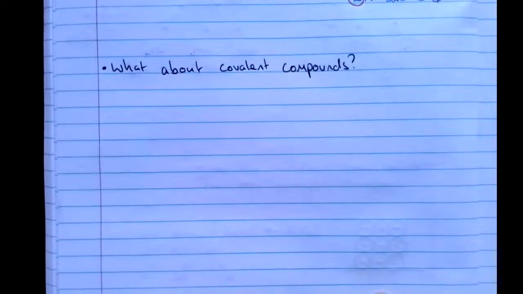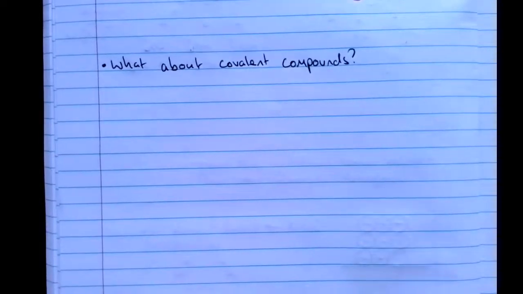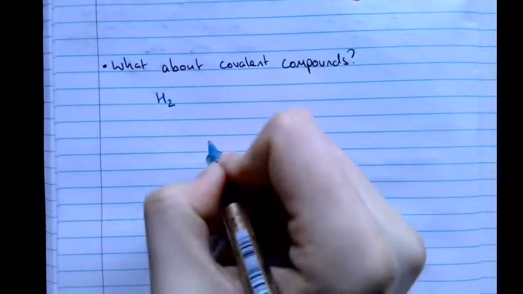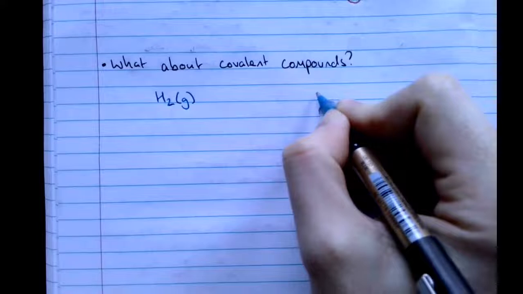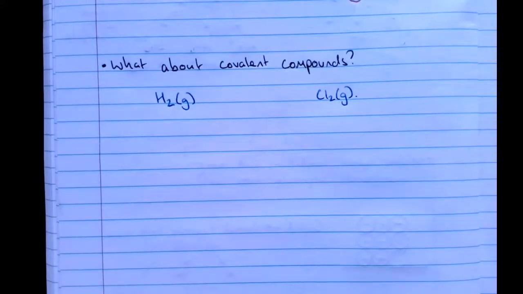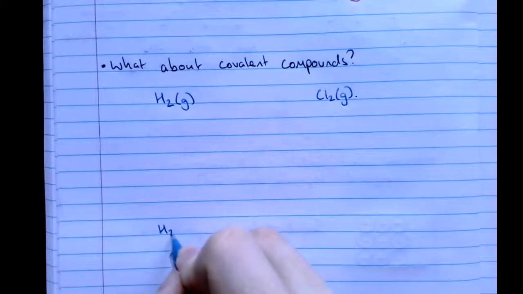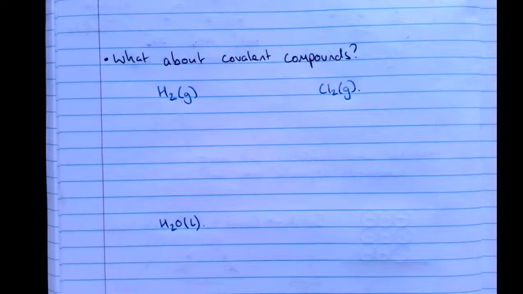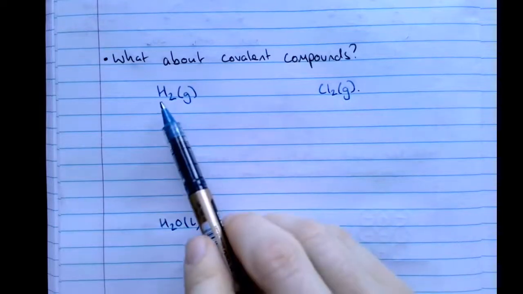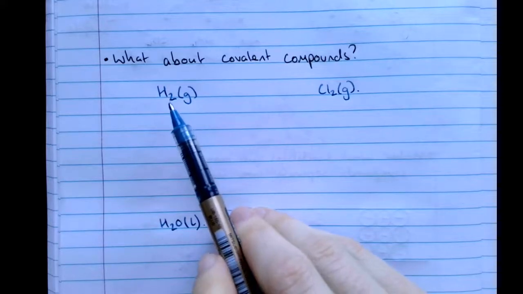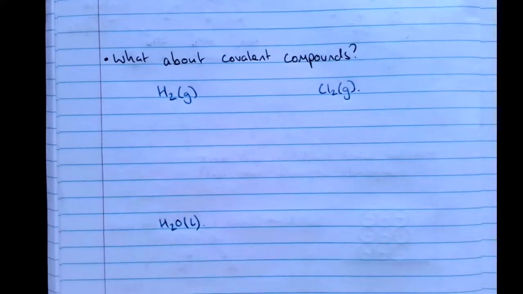And the final question we need to answer is, what about covalent compounds? All right, so in these equations, we might see things like H2 gas or Cl2 gas, or even H2O liquid. Now, these are all covalently bonded compounds. Okay, you can see that there's only non-metals in here. Okay, there's no metal, and none of these are acids, like we've previously seen.